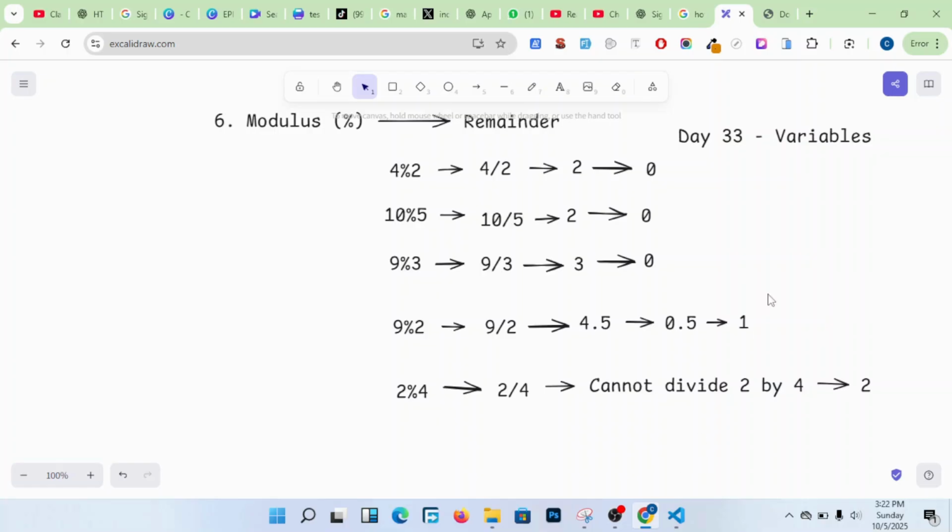So these are the only ones; there are more, but these are the commonly used ones, okay?